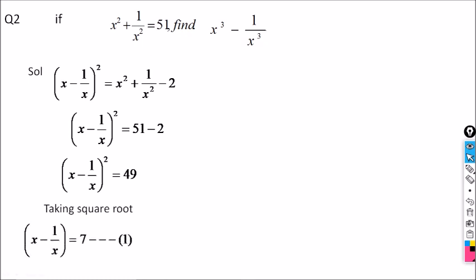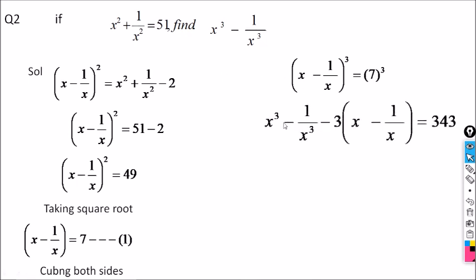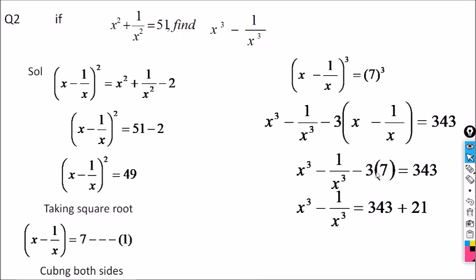In the second step, for finding x cube minus 1 upon x cube, we'll do the cubing of both sides of equation number 1. By performing cubing, we use the identity a cube minus b cube minus 3 times ab into (a minus b). Here we'll substitute x minus 1 by x one more time as 7. And finally, shifting 21 to the other side, your final answer is x cube minus 1 upon x cube is equals to 364.